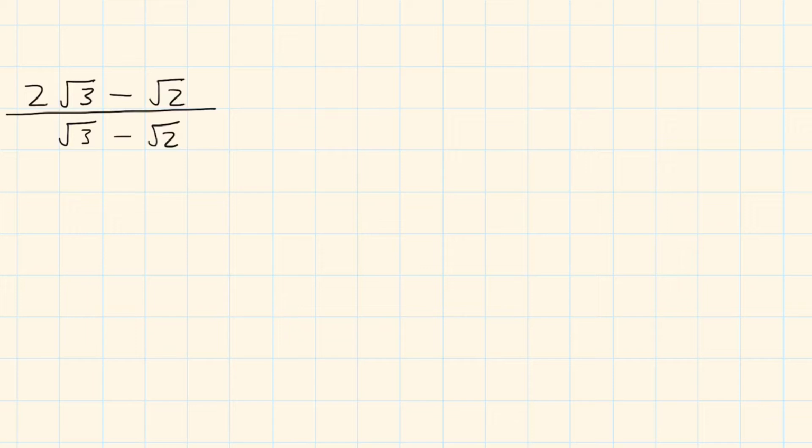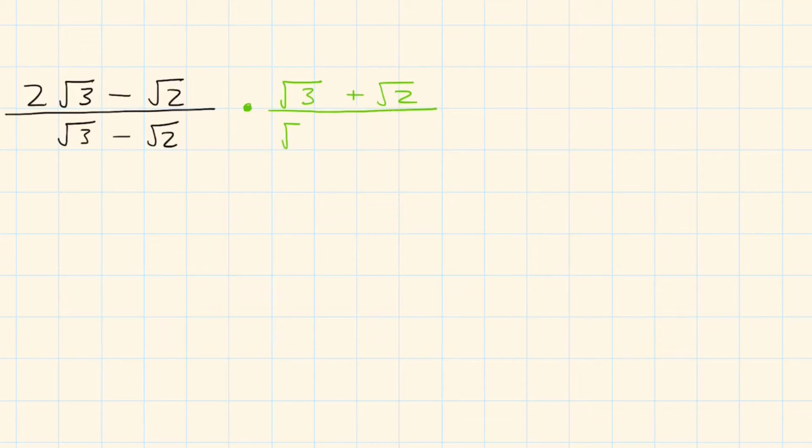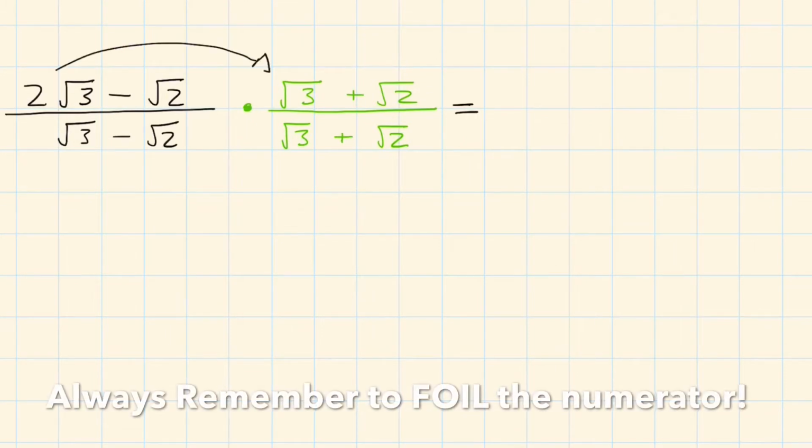So the conjugate of root 3 minus root 2 is root 3 plus root 2. So I'm going to multiply the numerator and the denominator by root 3 plus root 2. Again, when I do the numerator, make sure I multiply everything by everything else.